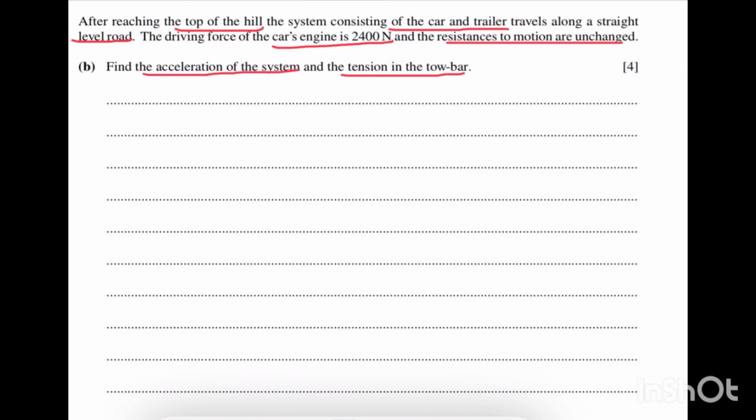So the new changes that they've given us are that instead of traveling on an inclined hill, now we have a straight level road. Other than that, now they've given us the driving force of the car's engine, which is essentially the driving force of the entire system since the car is pulling the trailer. So that is 2400 newtons. And other than that, we have the resistances to motion, which are the same. So for the car it was 400 and for the trailer it was 200.